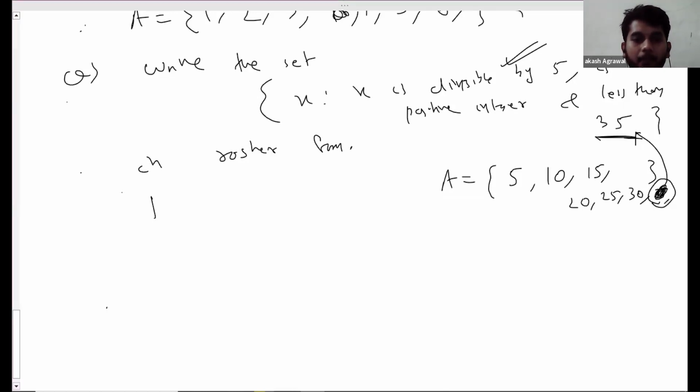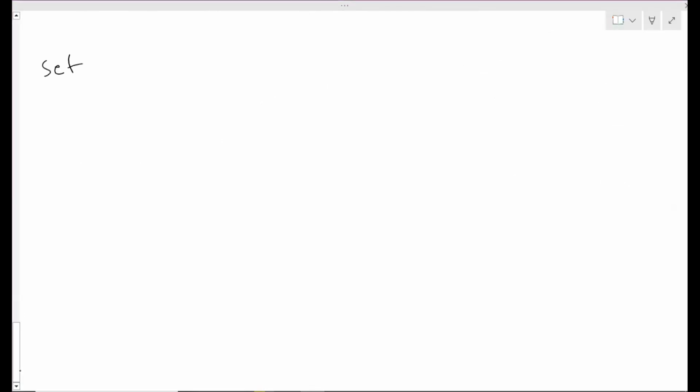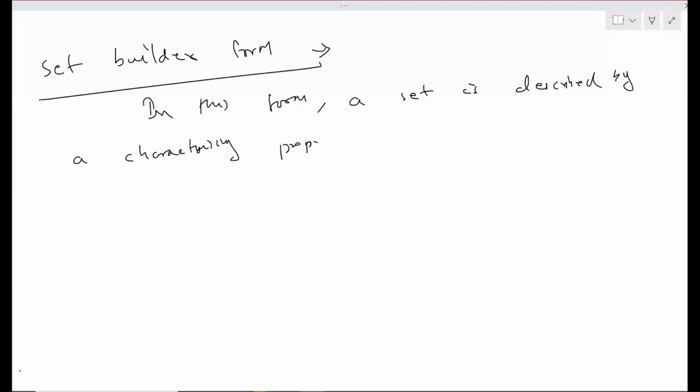Okay. Very good, Yasser. So this was roster form. Next is set builder form. ये definition लिख लो पहले. In this form, set is described by a characterizing property of its elements.